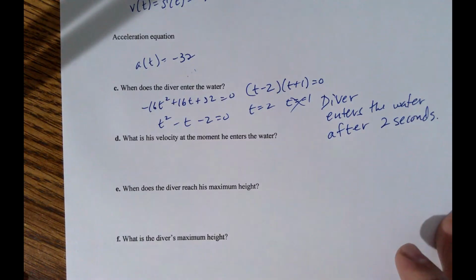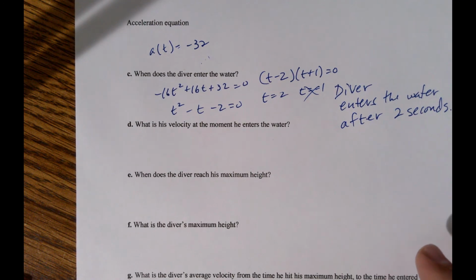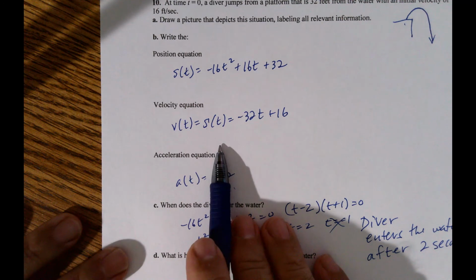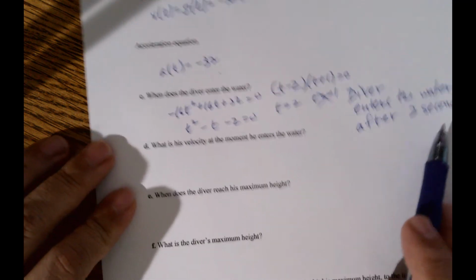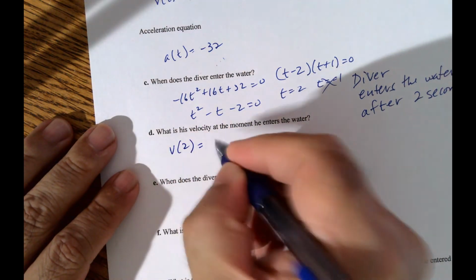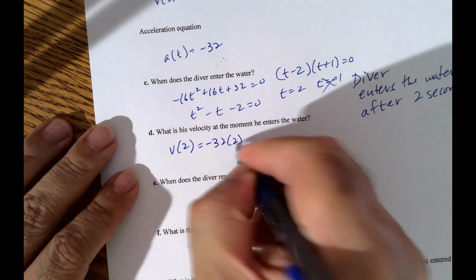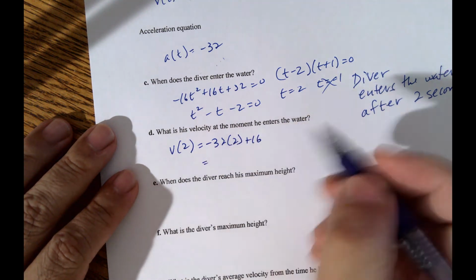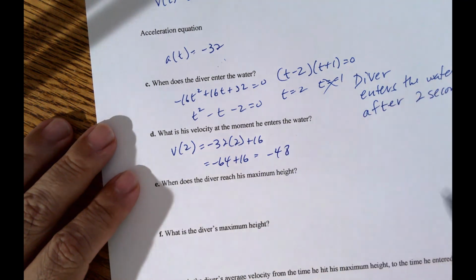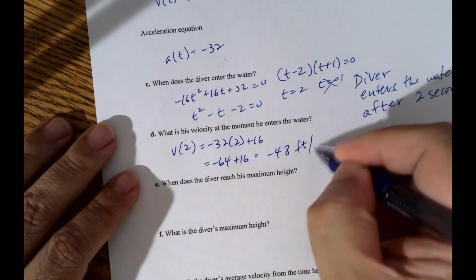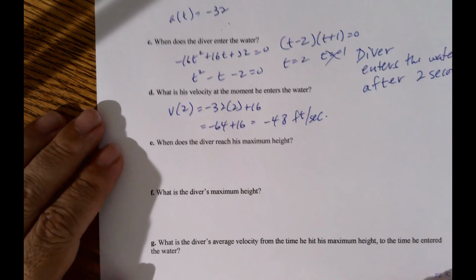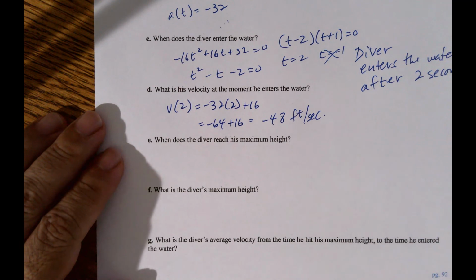Okay, next one. What is the velocity at the moment he enters the water? Now we're going to use the velocity equation, which is negative 32t plus 16. We just want to know what it is at t equals 2. So v of 2 equals negative 32 times 2 plus 16. That's negative 64 plus 16, which is negative 48, so 48 feet per second downward.